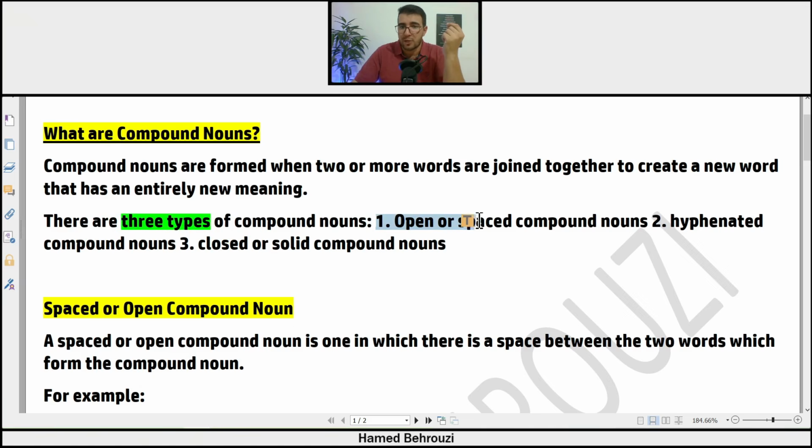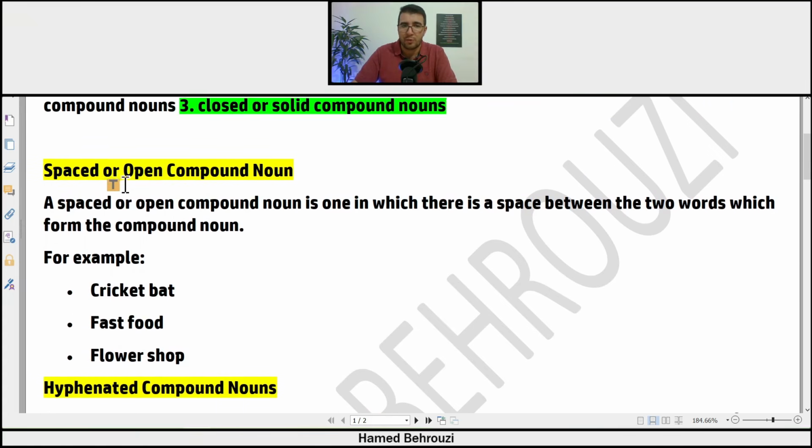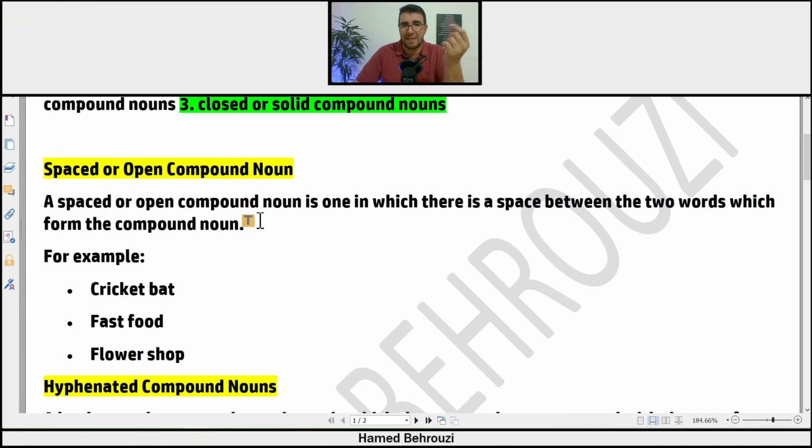The first type is called open or spaced compound nouns. The second type is hyphenated compound nouns. And the third one is closed or solid compound nouns. We will see one by one. Okay? First of all, we will study the spaced or open compound nouns. As I said, a police car.